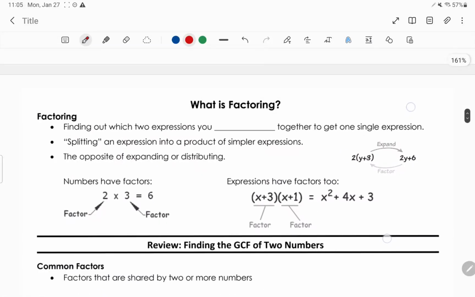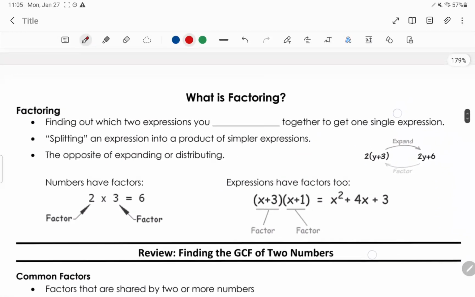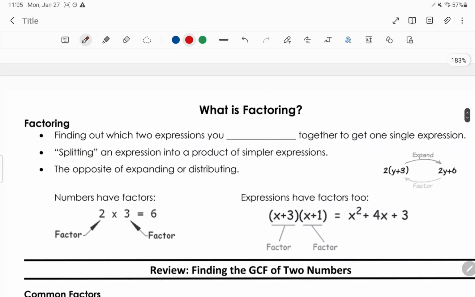We're going to move on to what we actually need to copy. This is also what I want you guys to copy, put it in your notebooks. We did it in class, so copy this whole thing. The word that goes in the middle is going to be multiply. I'm going to read it for you. It says, finding out which two expressions you multiply together to get one single expression. So we're going to have to multiply two expressions to get another one.